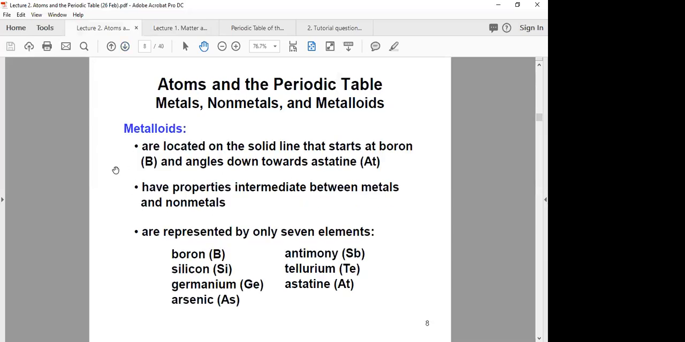And finally, the metalloids. The metalloids are located on that solid line that starts at boron and then angles down towards astatine. And the metalloids tend to have intermediate properties between the metals and non-metals. So here are the 7 elements listed here. So make sure you can identify those on the periodic table.